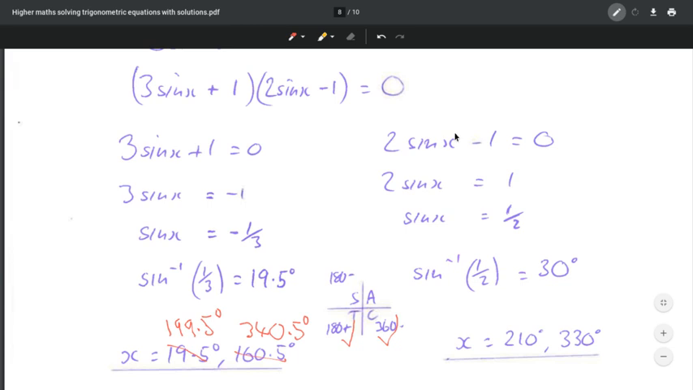Okay, and solving 2 sine x minus 1 equals 0. So add 1 to both sides, divide through by 2. So x equals 210 and 330. And again, that is wrong. So I've looked at the wrong part of the quadrant diagram. So that is particularly poor. But we can just change that now as I've just spotted my mistake.